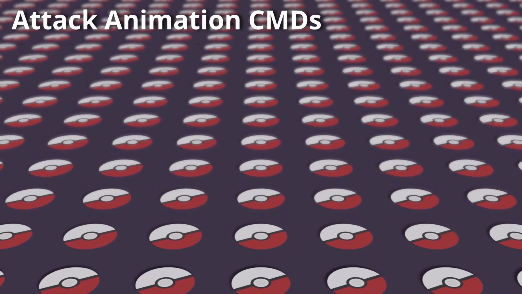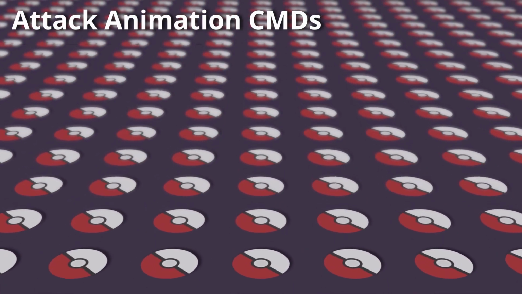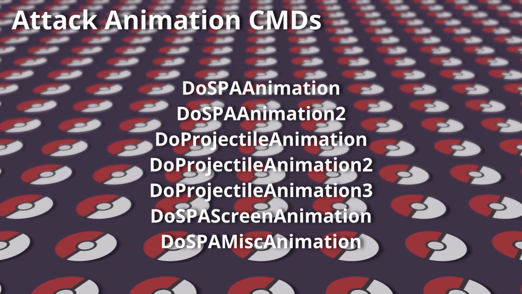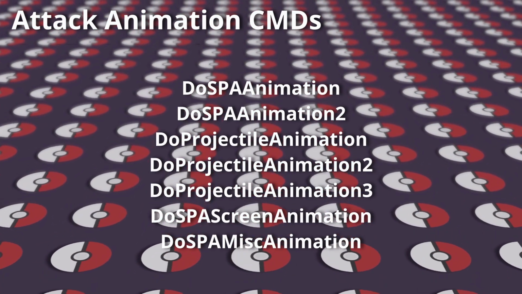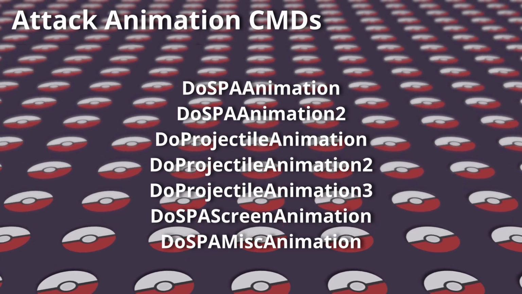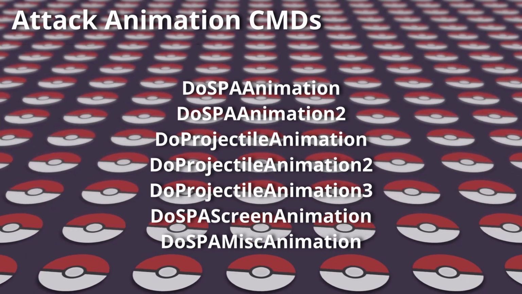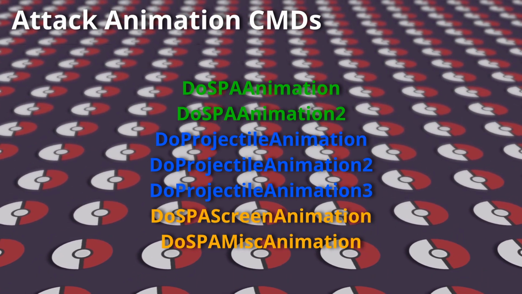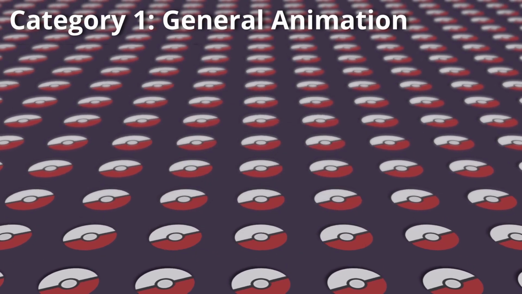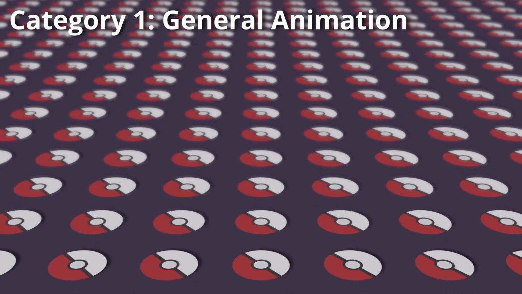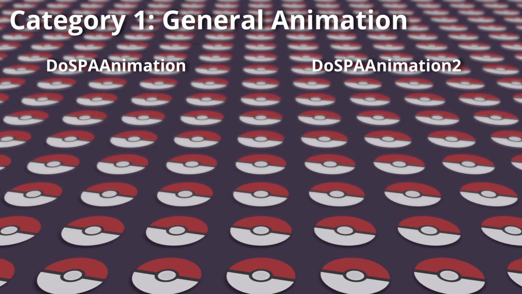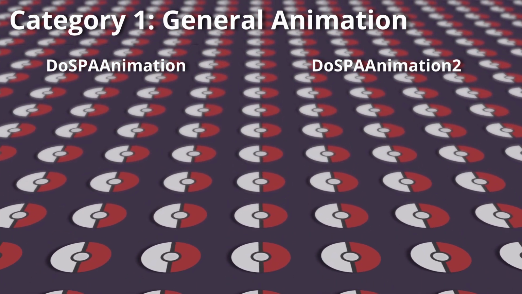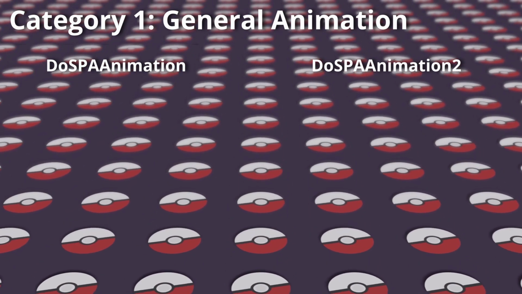Next, we have the commands that execute the attack animations, which there are a grand total of 7 of them. For a while, it was unknown as to what makes them all different, but after some tinkering with these commands and after figuring out how to fix a custom animation I made, I was able to figure out how to separate the commands into 3 categories. First are the general animations, which are do SPA animation and do SPA animation 2. These 2 commands are very similar, but the way you use them is vastly different.